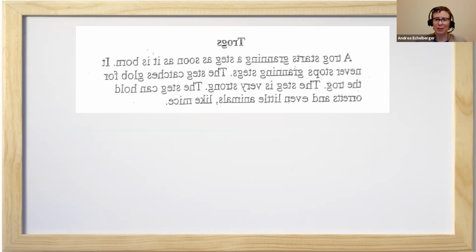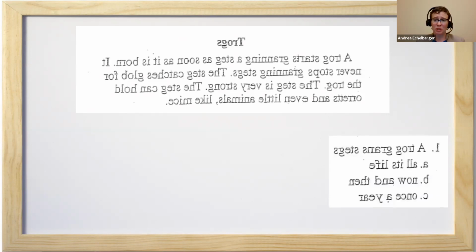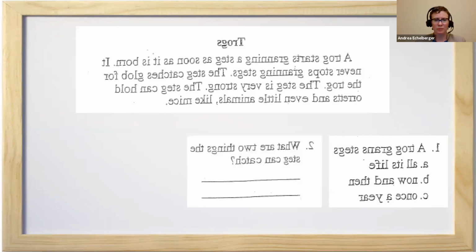All right, and let's look at some questions for this. So here is your first question. A trog grand stags, A, all its life, B, now and then, or C, does not say, or once a year. So maybe just write down your answer, think about your answer. Here's our next question. I'll give you a minute if you can write down your answers for this, think through your answers. All right, and let's look at our final question.